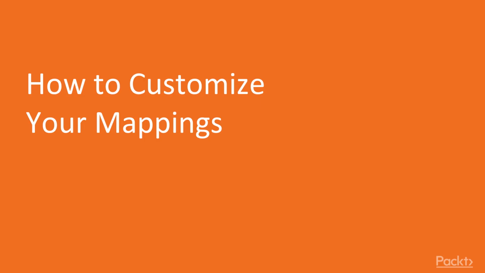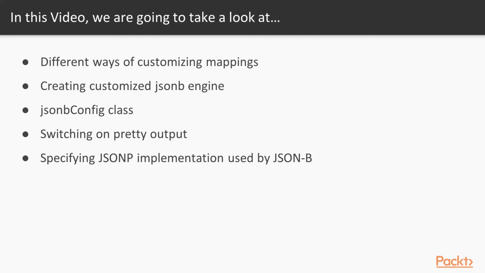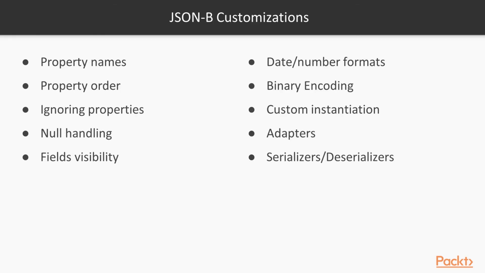Here is the first Section 7 video, how to customize your mappings. In this video, I'll explain what customizations are supported in JSON binding and how to create a customized JSON-B engine. We'll learn what the JsonbConfig class is and how it can be used. I'll demonstrate how to produce pretty formatted JSON and how to explicitly specify the JSON-B implementation to use in this particular JSON-B engine for low-level JSON parsing. Let's get started. And I'll start with listing all customizations supported by JSON-B.